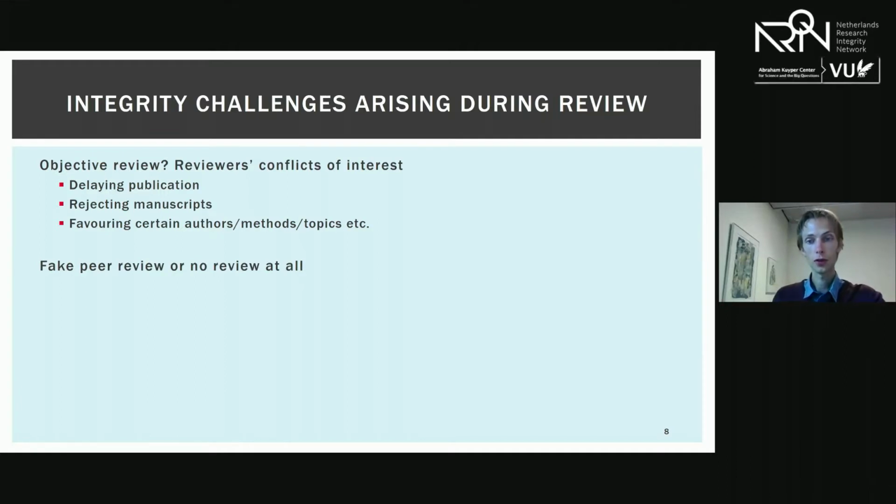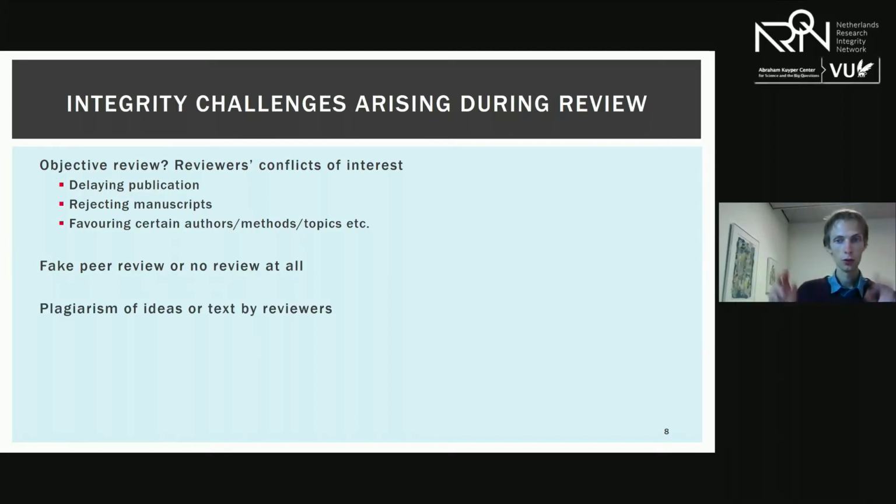There might be issues, again, relating more to the journal, of fake peer review or no peer review at all. These questions are becoming more and more pressing these days, and retractions appearing for these kinds of reasons at increasing rates. Of course, there's the good old plagiarism of idea or text by reviewers, which has been a problem in the past for many decades now.